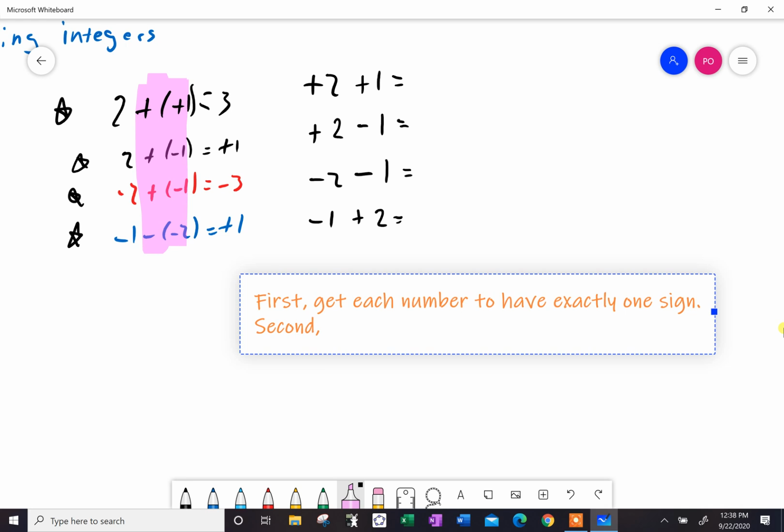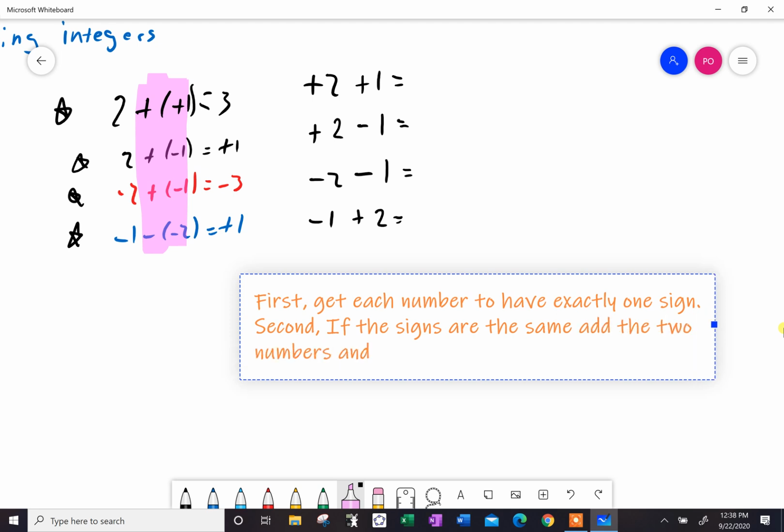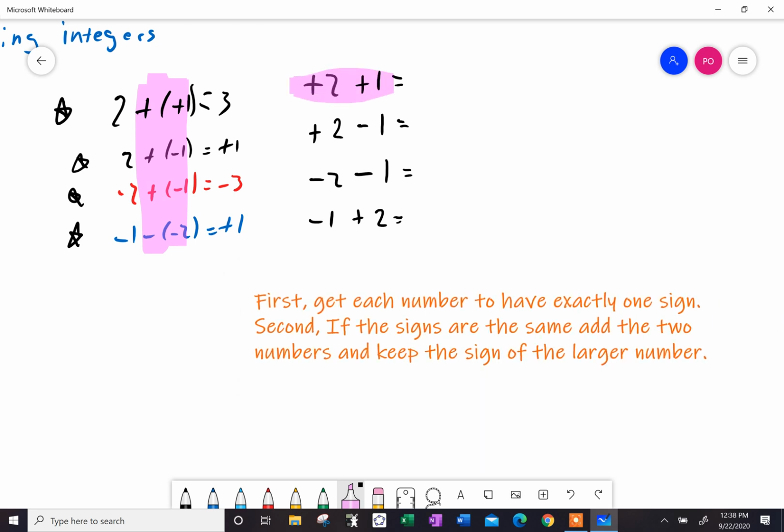Second, if the signs are the same, add the two numbers and keep the sign of the larger number. All right? So where does that happen here? It happens right here. The signs are the same, they're both positive, so 2 plus 1 is 3, and we keep the 3 positive. Here, the signs are the same, I have a negative and a negative. So negative 2 and negative 1, I'm going to add them, but I'm going to keep the sign of the bigger number. 2 is bigger, so it becomes a negative 3. And that makes sense. If I lost $2, and then I lost $1, I've lost $3 altogether.